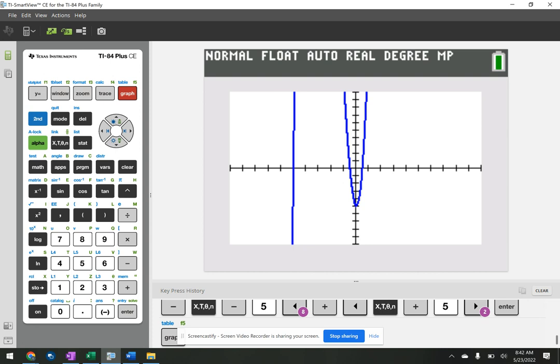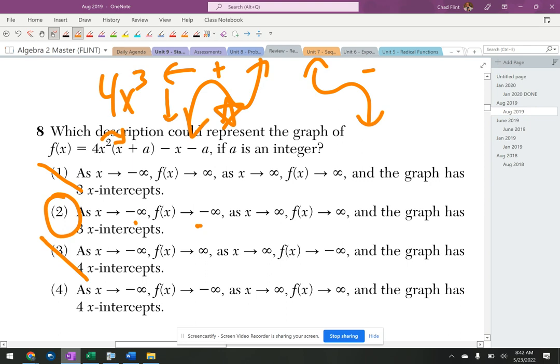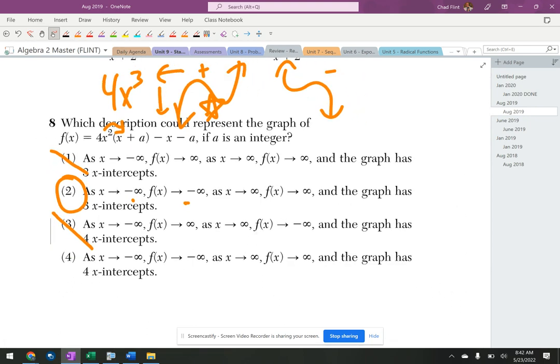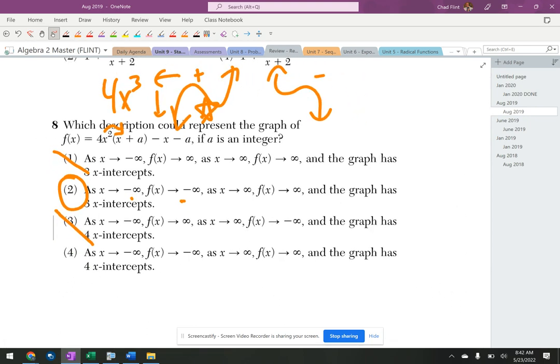And the basic shape of that thing is that it goes up and then down and then back up. So it could have 3 x intercepts. There's no way it can have 4. So I'm definitely right. It's number 2. All right. There's no way that it would have to turn again. And an x to the third doesn't turn again ever. It just turns twice.